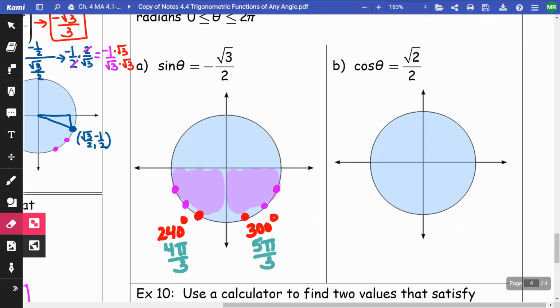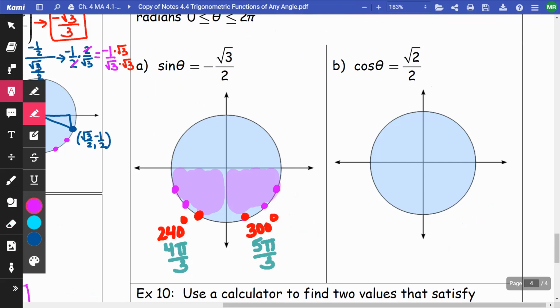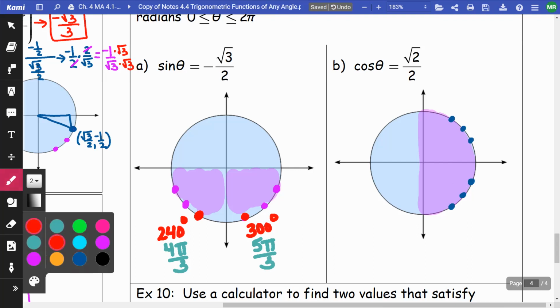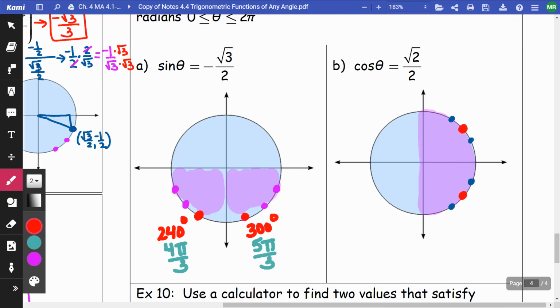Okay, cosine. Cosine's positive in these quadrants here, quadrant 1 and 4. Now, when I'm dealing with root 2 over 2, and I've got my marks, remember, this is going to be my pi over 4 or my 45. So I am going to be here, and I'm going to be here.